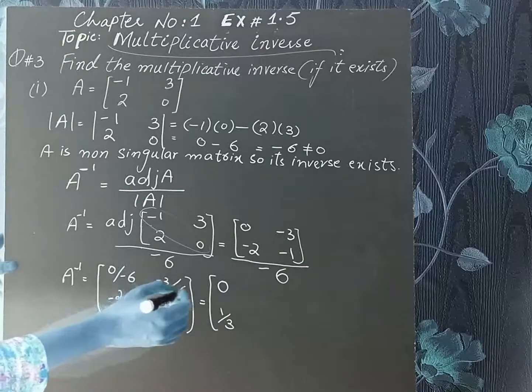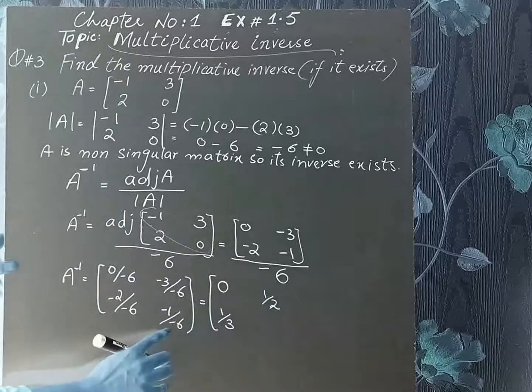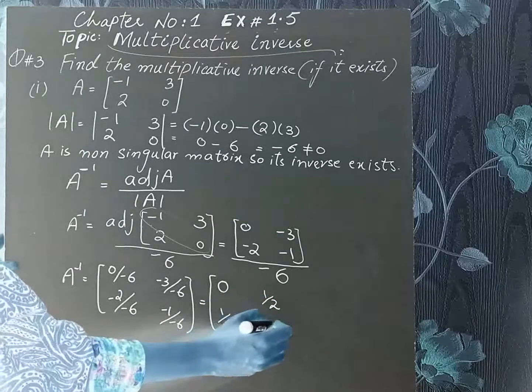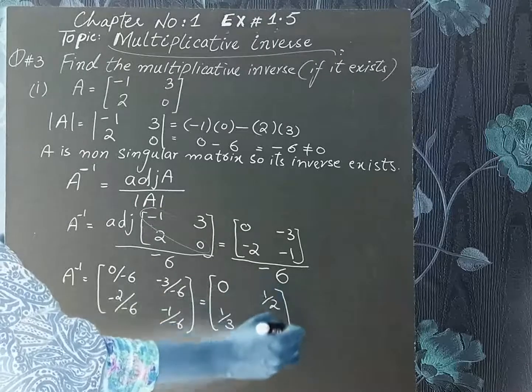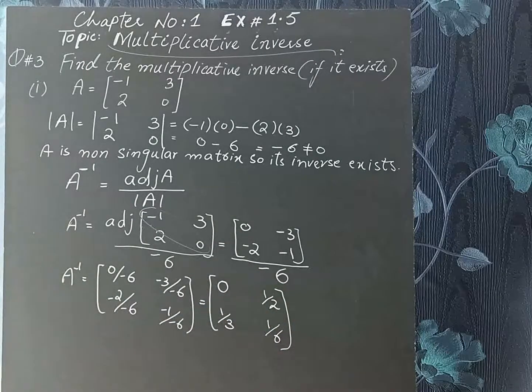Both minus are cancelled. 3 one time and 3 two times 6. This is 1 over 2. And here both minus are cancelled. So this is 1 over 6. So this is the multiplicative inverse of matrix A. So the first thing that you will have to keep in mind, that is the singularity or non-singularity of the matrix, and then you will use the formula to find the multiplicative inverse.